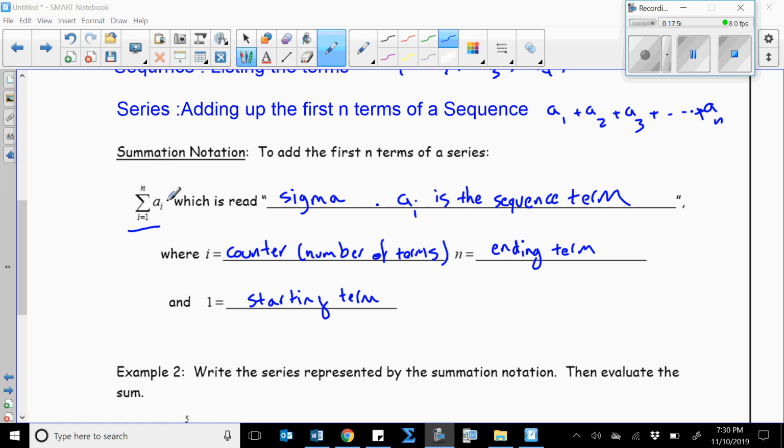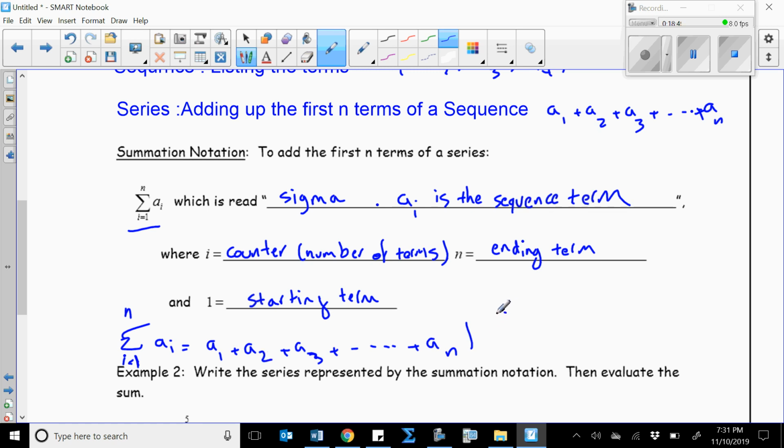So I can read this notation as the sigma of A_i, i starts from 1 to n, and that's actually equal to A1 plus A2 plus A3 plus up to An. So I'm going to set each term as A_i, and then i will be changed from 1 to n. Each time I'm going to add 1 to the value of i and write them all here, and then add them all together. So the starting term here is 1 and the ending term is n.